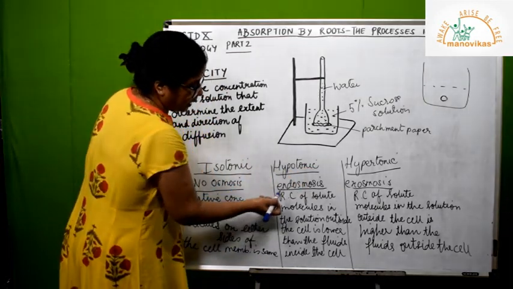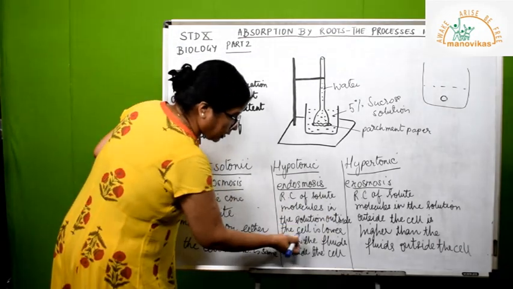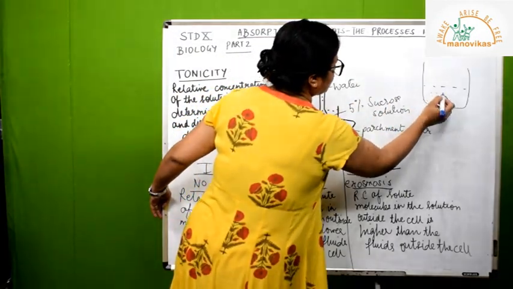Now let's come to the next one, hypo. Hypo means low. The relative concentration of the solute molecules in the solution outside the cell is lower. So what will happen?